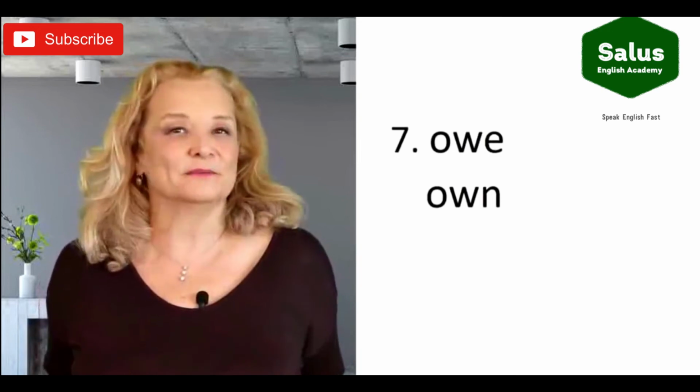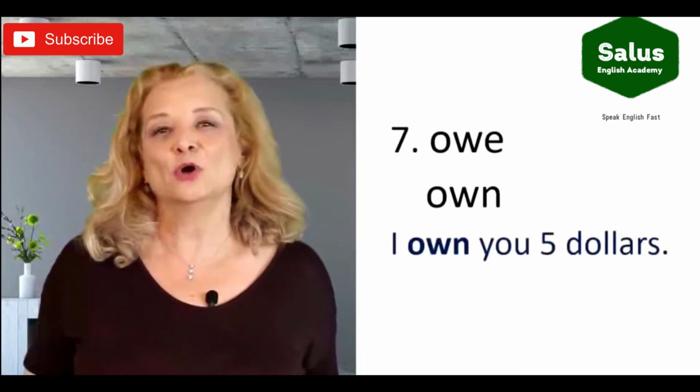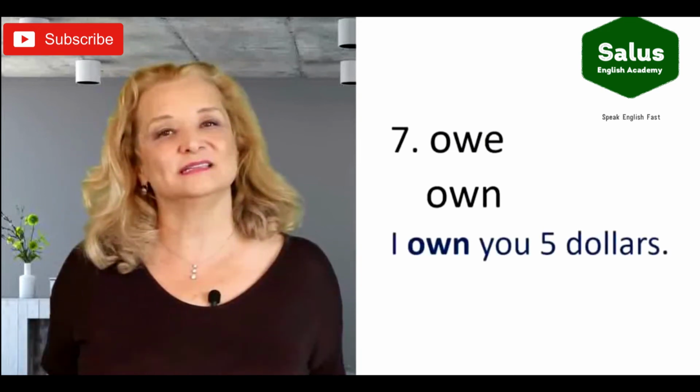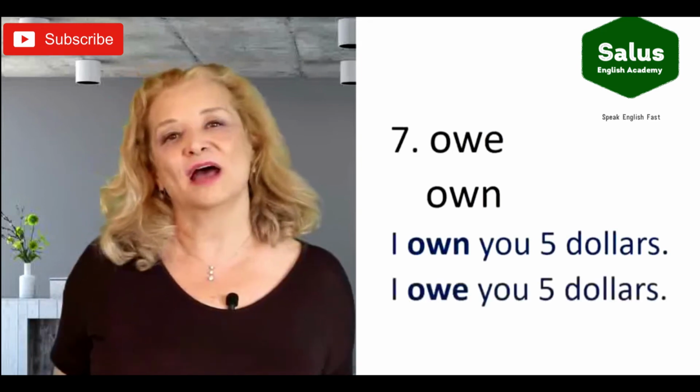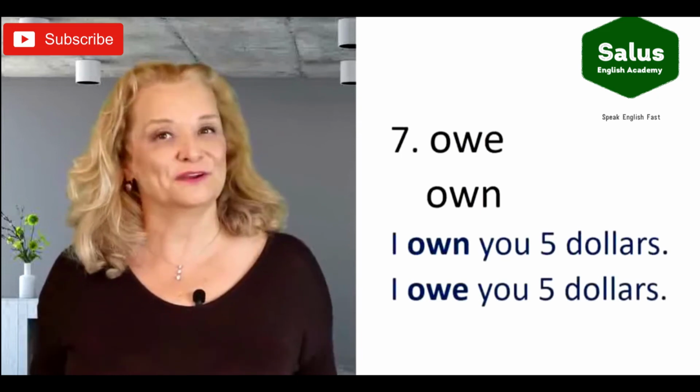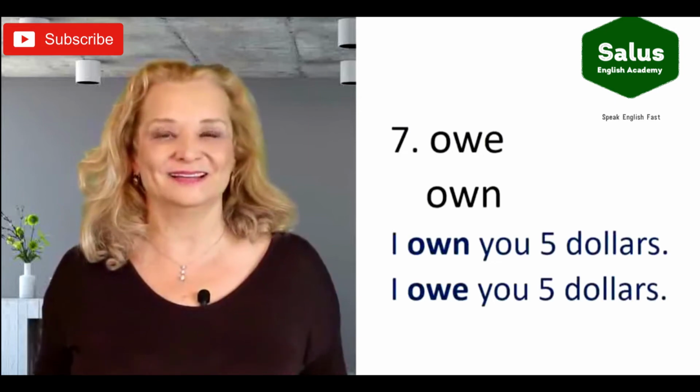A common mistake that my students make, they will say, I own you $5. See, this is a mistake, okay? Instead, say I owe you $5. I owe you $5 means I will pay back $5. Careful about that. And the past tense is owed versus owned. He owed it versus he owned it.